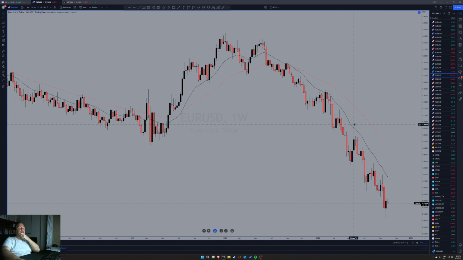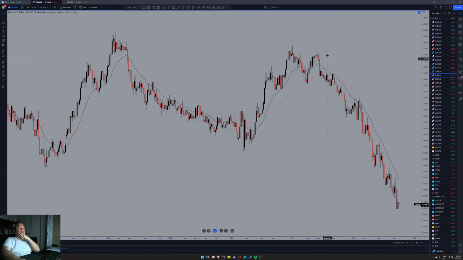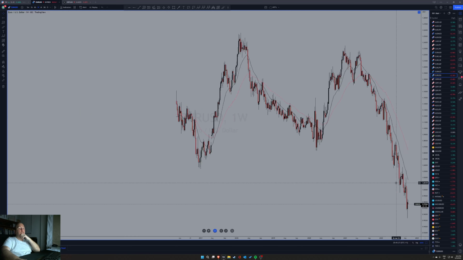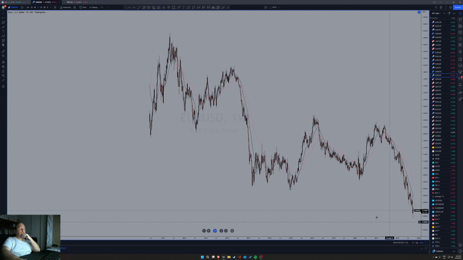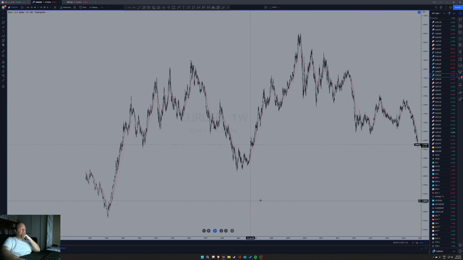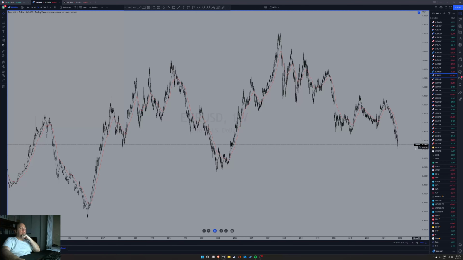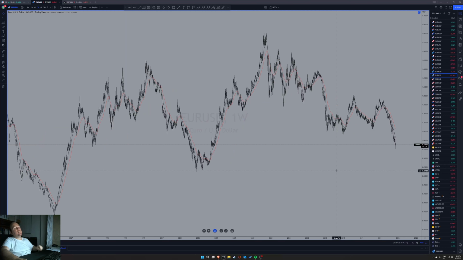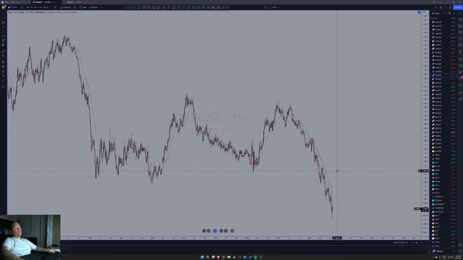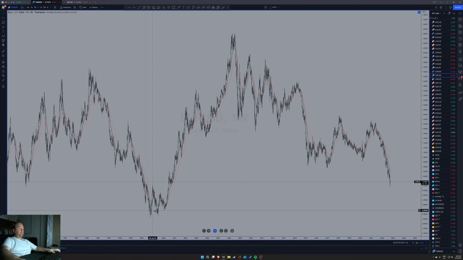And inverse to that, euro. Like, look at that. That's a massive move lower. It's at what, 97. So if DXY continues like this, euro's going back down to 85, 84.